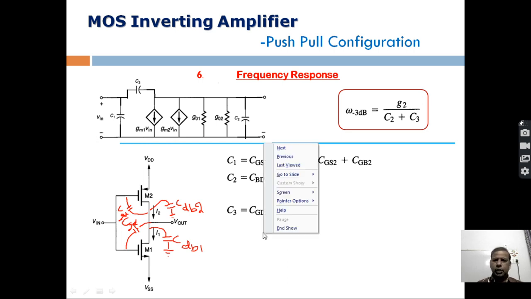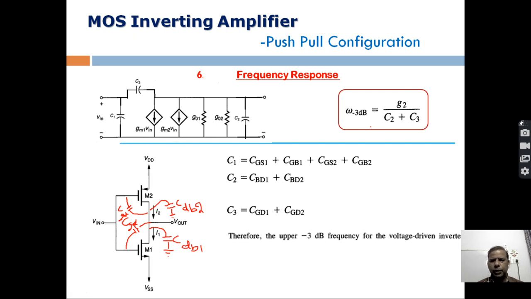Now there are many things mentioned here. We can find out the upper cutoff frequency, the 3 decibel frequency, very easily because we have sufficient information. The upper cutoff frequency is given something like this. First, C2 is coming from here, so it is entered exactly like this, C_BD1, C_BD2. Now C3, between output and input, is the gate-drain capacitance of these two devices. That way we can have some idea about the upper cutoff frequency.